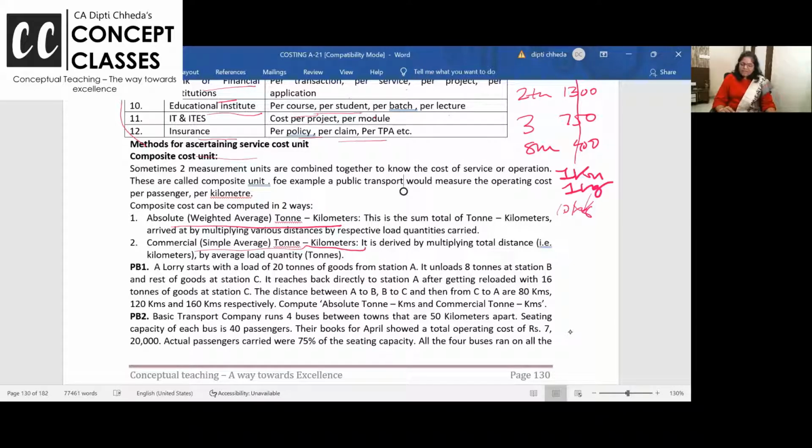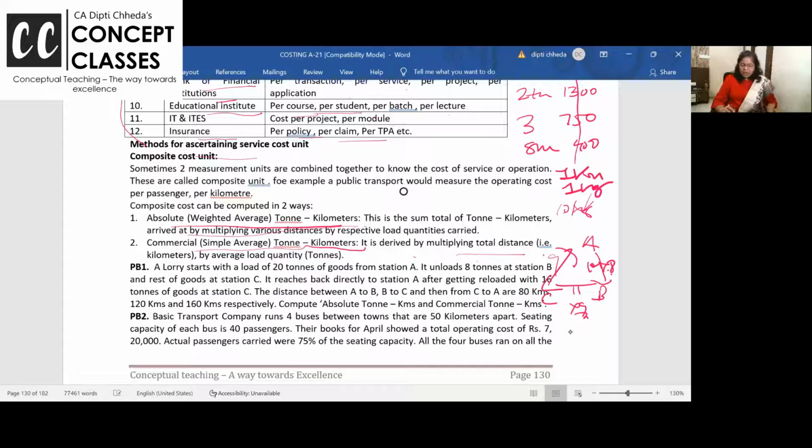Now, what is absolute ton kilometers? By multiplying various distances. You are going from A to B, B to C, and again C to A. So 10 kilometers, 8 kgs, 11 kilometers, 9 kg. Every ton and kilometer is multiplied. That is absolute ton kilometers. Commercial ton kilometers is total distance, 8 plus 11 plus 9. Do the total of the kilometers and multiply it with average load.